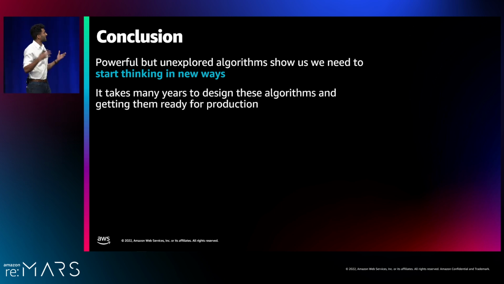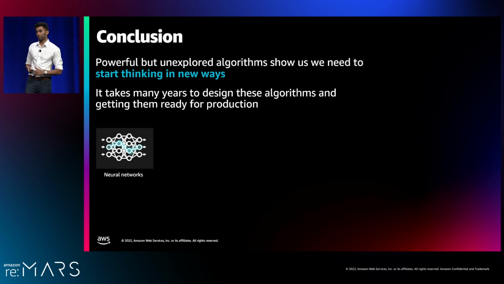It also takes many years to design these algorithms and get them ready for production. The research for these typically involves understanding some deep connection between the linear algebra that's used in your use case and the linear algebra that's used in quantum mechanics. And this can take years. And also productionizing these algorithms, as we see from machine learning, can also take a long time.